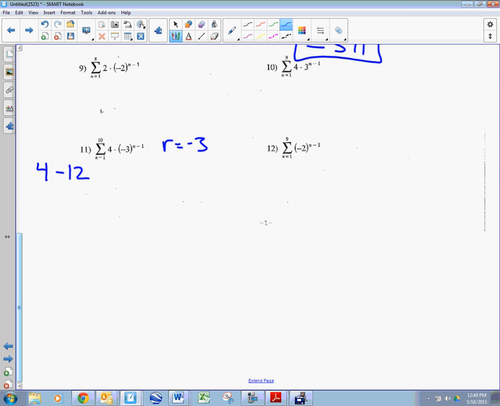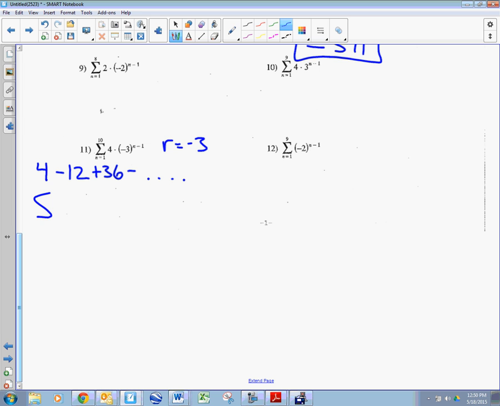It's always whatever number you're taking to the n minus 1 power. Then we plug in 3. What's 3 minus 1? 2. Negative 3 squared is 9 times 4 is 36. So you can see that the plus and minus signs are going to alternate because the negative is located with the power. Does this verify for you? Are you convinced that r is equal to negative 3 now?